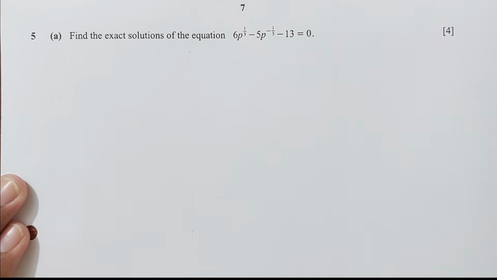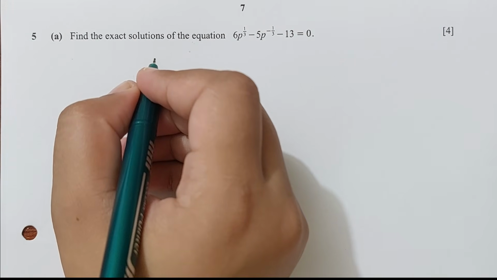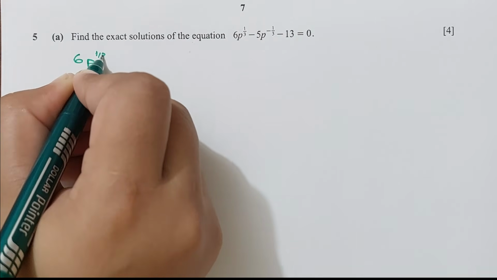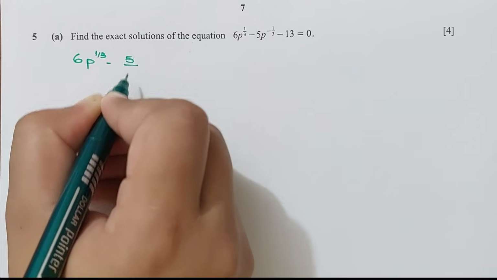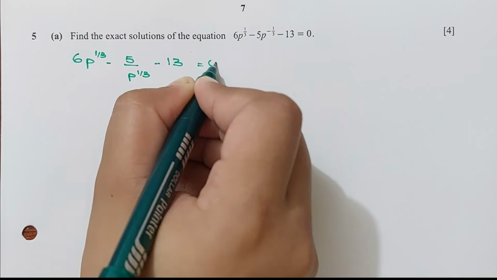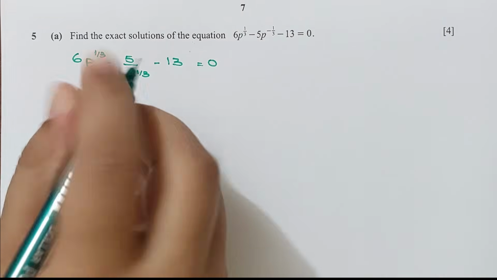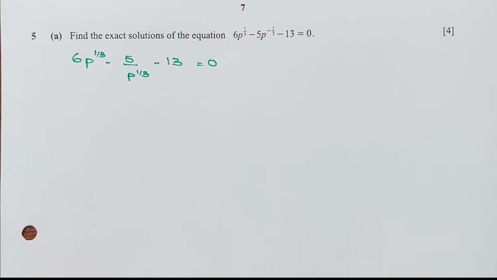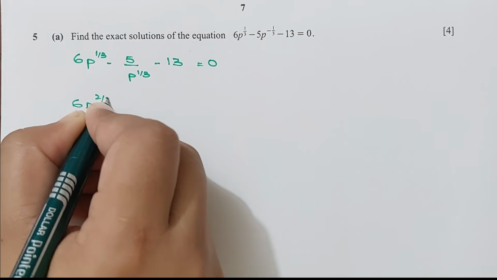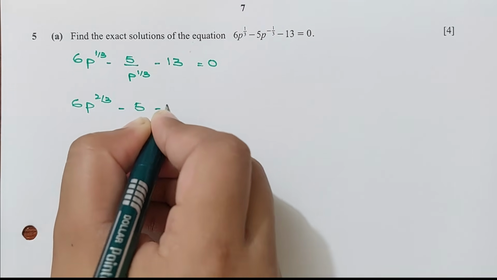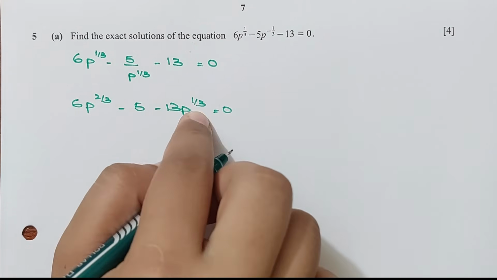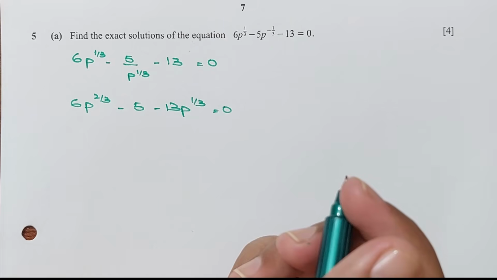Question number 5, part A, find the exact solutions of the equation. We have 6p^(1/3) minus 5 over p^(1/3) minus 13 equals 0. Let me take an LCM, p^(1/3). So p^(1/3) plus 1/3 gives p^(2/3) minus 5 minus 13p^(1/3), and dividing by p^(1/3), multiplying by 0 is just 0.